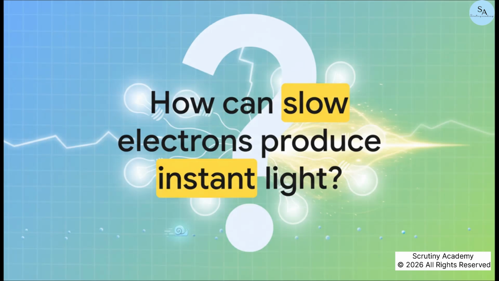So, let me start with a question, a real head-scratcher. You flip a switch, and boom, the light comes on instantly, right? Of course it does. But what if I told you that the tiny little particles making that light turn on are actually moving slower than a snail? Seriously, how on earth is that even possible?